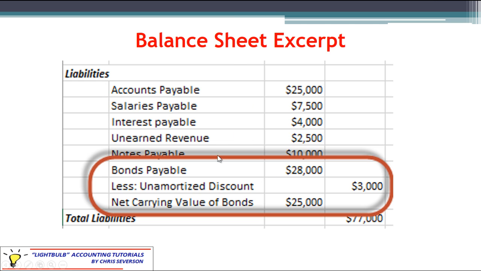This is what it's going to look like on the balance sheet. You have your bonds payable in the liability section, less unamortized discount, or plus unamortized premium, and then you'll have the net carrying value of the bonds. By the time this bond reaches maturity, this carrying value will equal the bond's payable amount, and then we're going to pay it off completely.